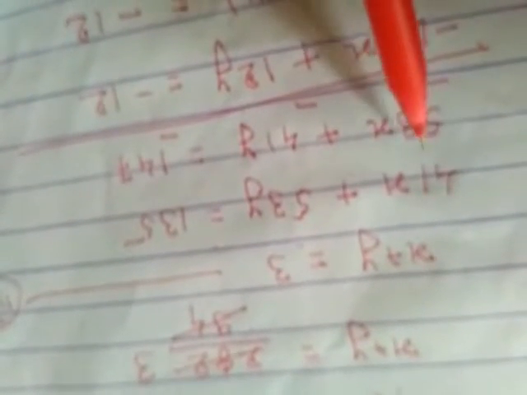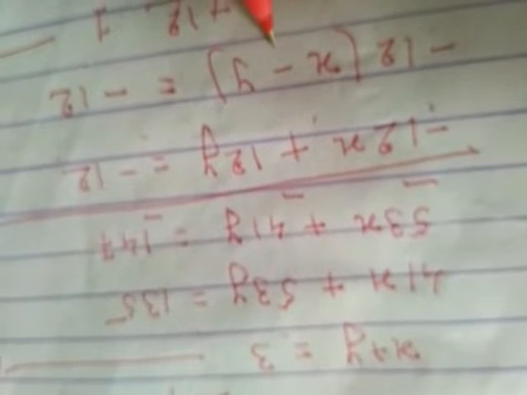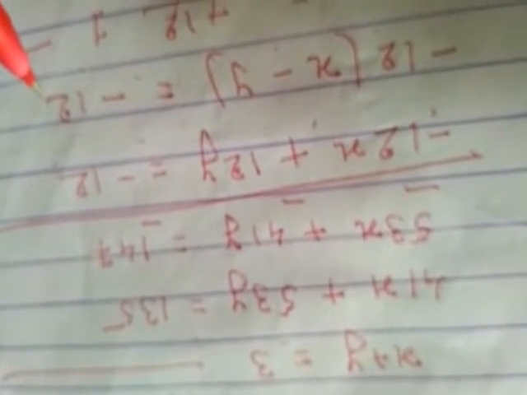Similarly, again you subtract both equations. When we subtract, we will get minus 12x plus 12y equals minus 12. Now take minus 12 as common. So we have minus 12 into x minus y equals minus 12. So x minus y equals minus 12 by minus 12, that is equal to 1. And suppose this is equation number 4.